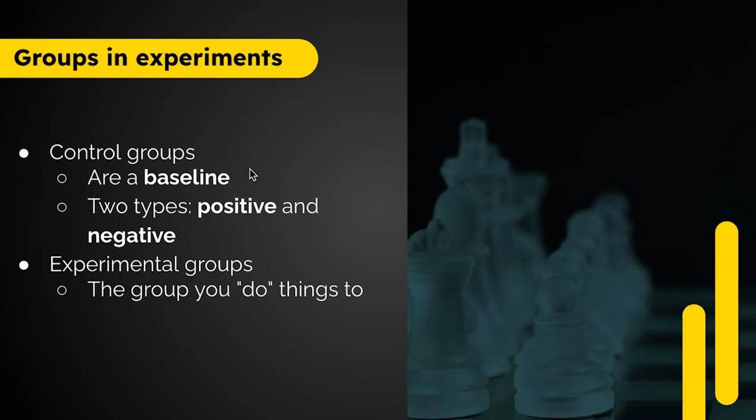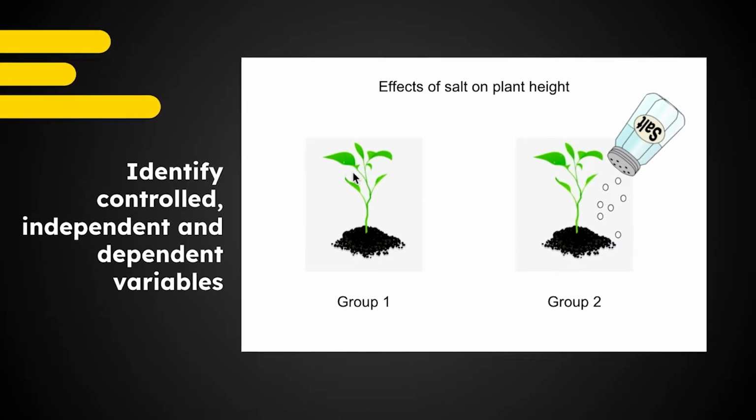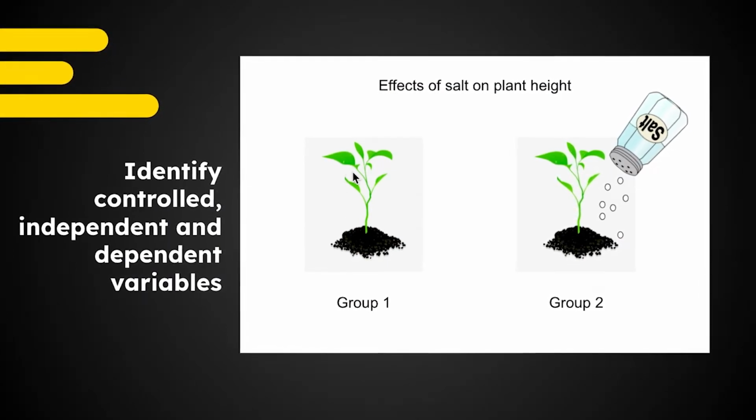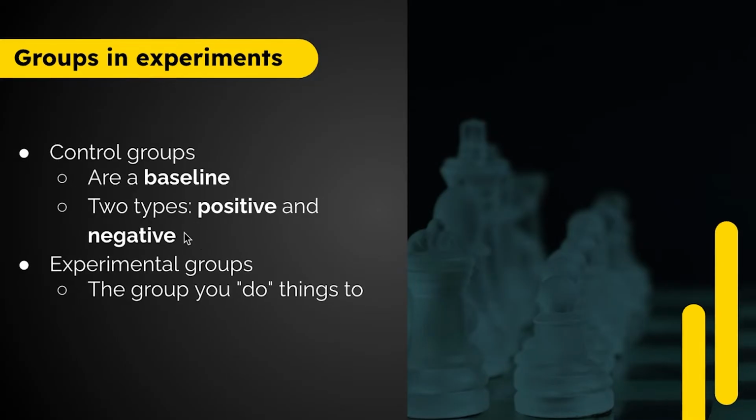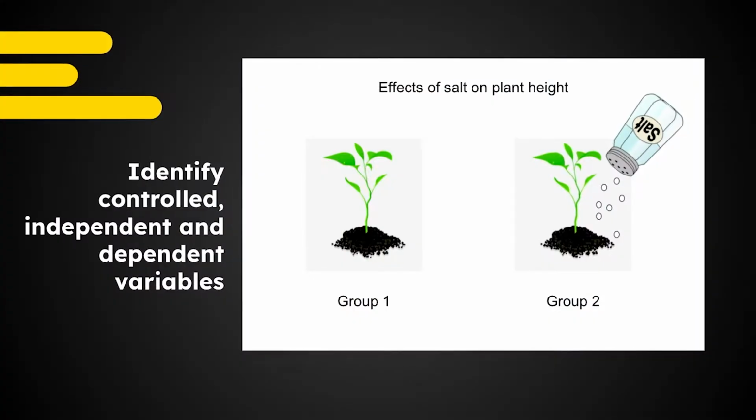is our dependent variable. When we're doing experiments, usually we'd have a couple different groups. Control group is going to act as a baseline. You could think of this as the default. Group 1 is clearly the control group because it has nothing added to it, and it's served as something that we can compare against. So it's basically acting as a baseline. And so the experimental group is the group that you do things to. So in this one, we're adding the salt to the experimental group. Group 2 is our experimental group.